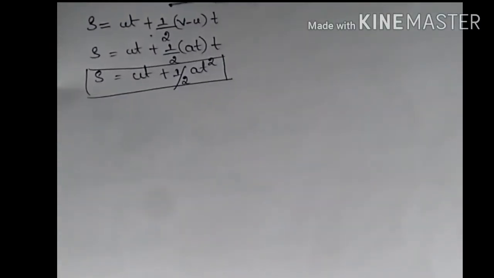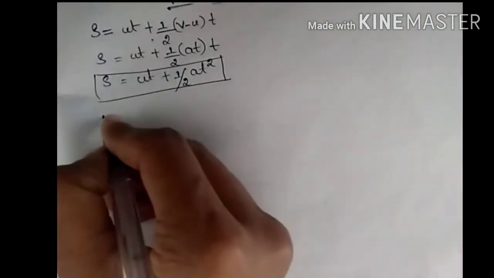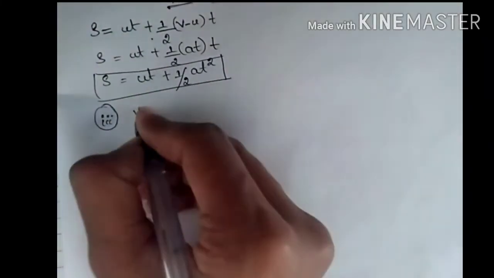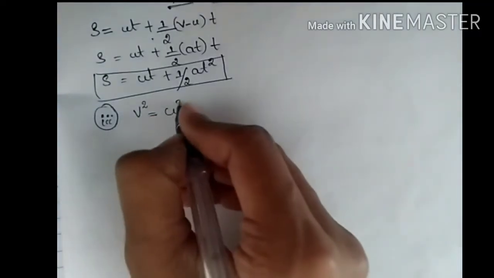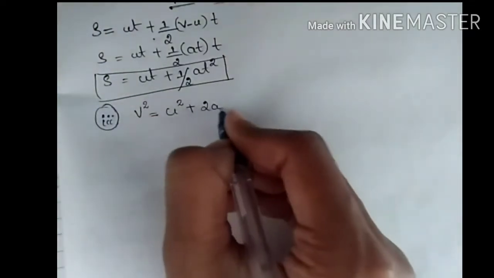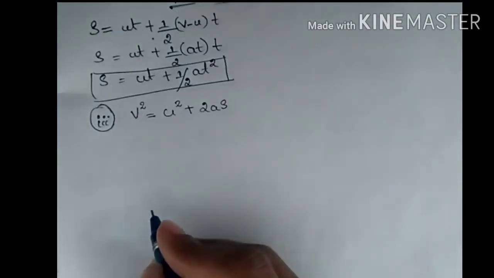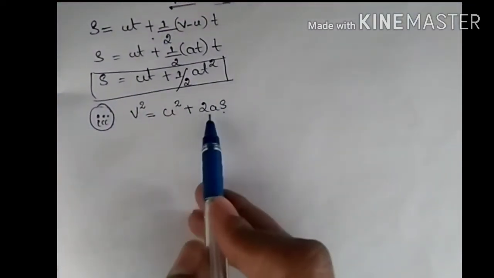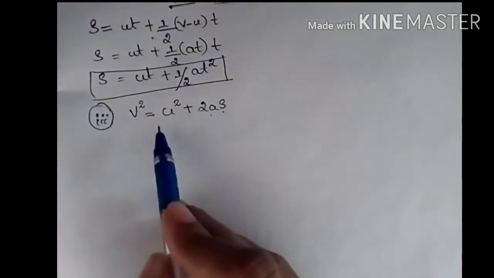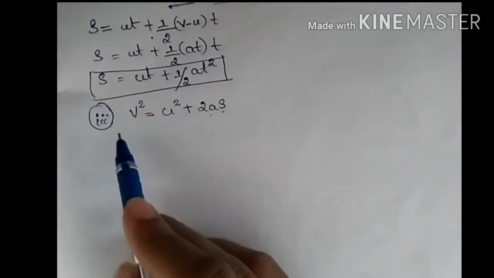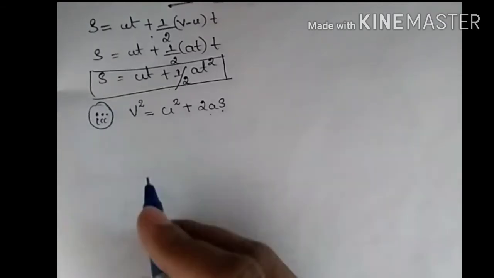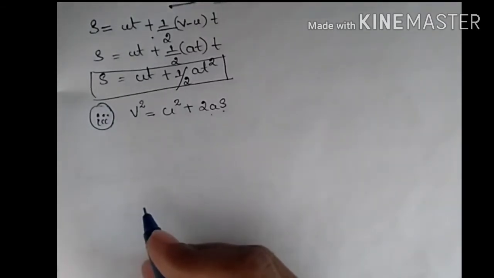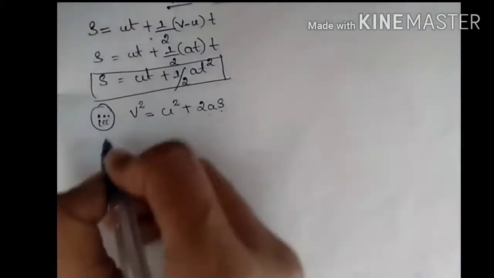So the third equation is V square is equal to U square plus 2AS. Here S denotes the displacement of the body, A is acceleration, U is initial velocity, V is final velocity. So the displacement S of the body in a time t will be equal to the area OABD under the line AB.